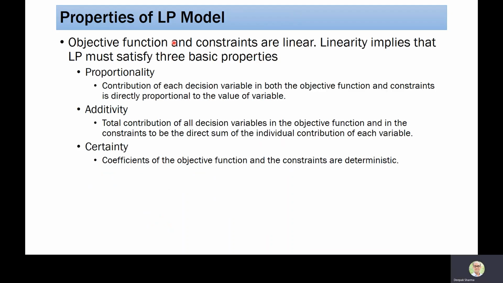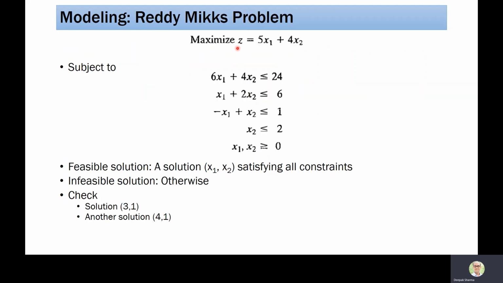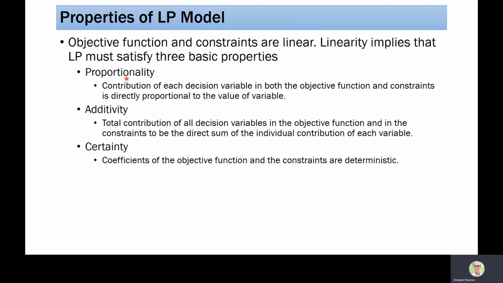There are certain properties of the LP model. Here the objective function and constraints are linear. Linearity implies that LP must satisfy three basic properties. Let me go back first. Now you see that the objective function and the constraints which we have written are all linear equations, and that's why it is called an LP model. Now let us look at the basic properties.